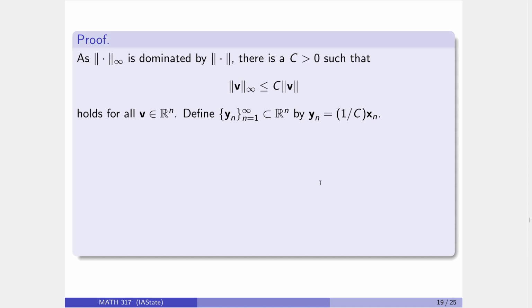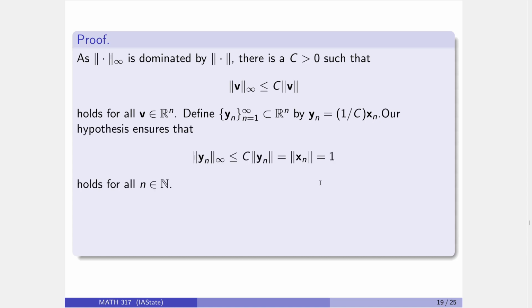Okay. So the infinity norm is dominated by our norm, so there is some C such that the infinity norm is bounded above by C times the norm. Alright, define a sequence as follows. Take our original sequence x_n that lives in the sphere of our norm and multiply by 1 over C.